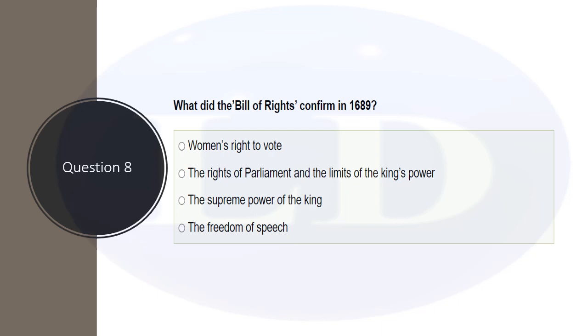Next question. What did the Bill of Rights confirm in 1689? Extremely important question. The Bill of Rights is an extremely important landmark in the history of the UK, and this is one of those most important moments which gave more power to Parliament. Women's right to vote? No. The rights of Parliament and the limits of the King's power? That is the correct option. The supreme power of the King? No. The freedom of speech? So this is the right option. This was the time when more powers were given to Parliament and less power to the King or the monarch.